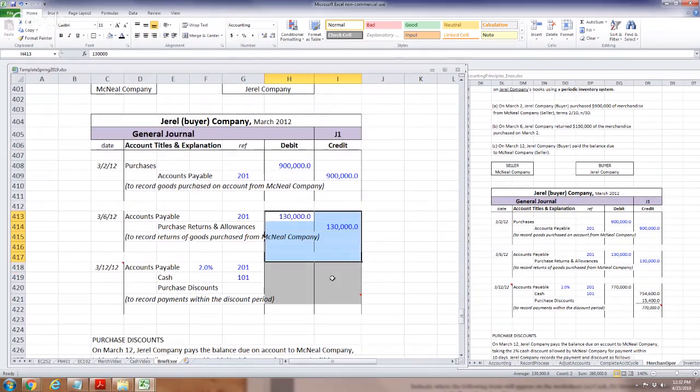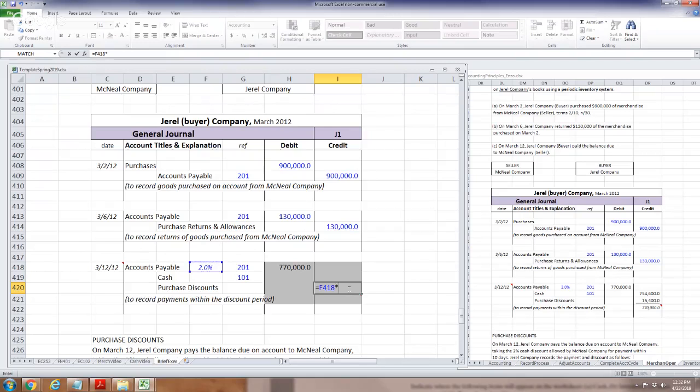And now what you do is you're going to go to payables here, equals parenthesis, the 900 minus the 130, there's 770. The discounts here are equal to the 2% times this number, which is 15.4. So yes, in terms of what you're really paying, it's the difference. That's your check.